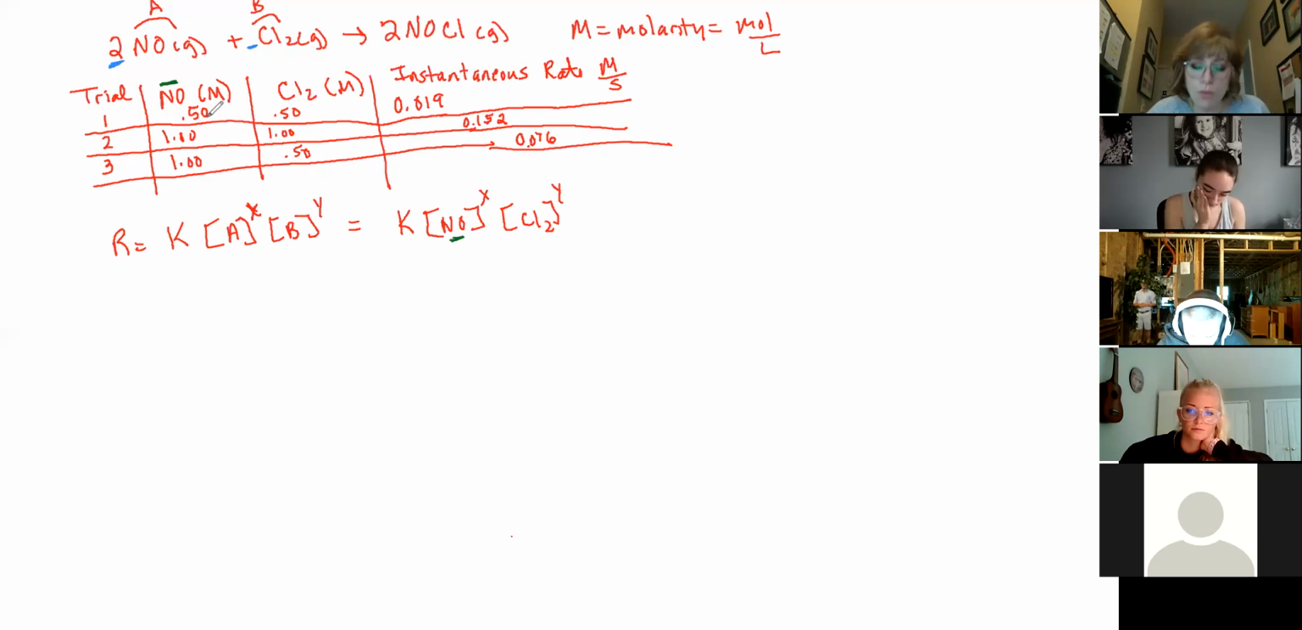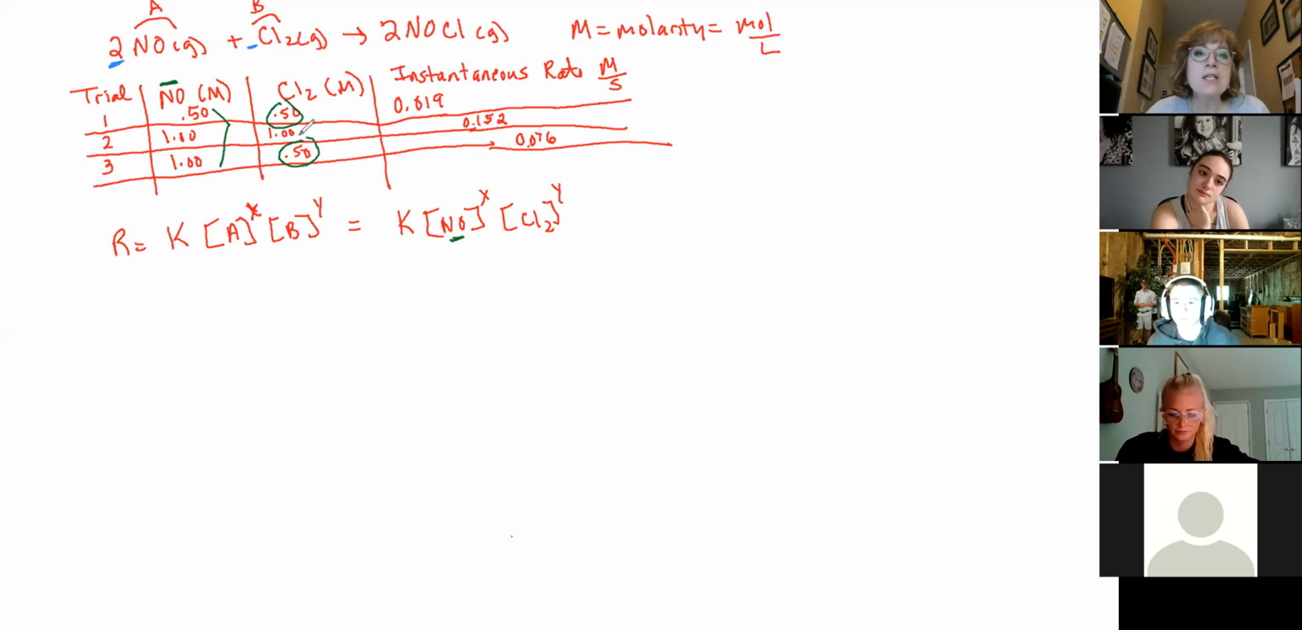So I can't use 1 and 2 here. So I can do 1 and 3, okay? So 1 and 3 for this one, because this one stayed the same. You see that? 0.5 and 0.5, that stayed the same. I'm just going to circle it so you see that. That concentration did not change. So any instantaneous rate between 1 and 3 is because the concentration of the first reactant, nitrogen monoxide, changed.